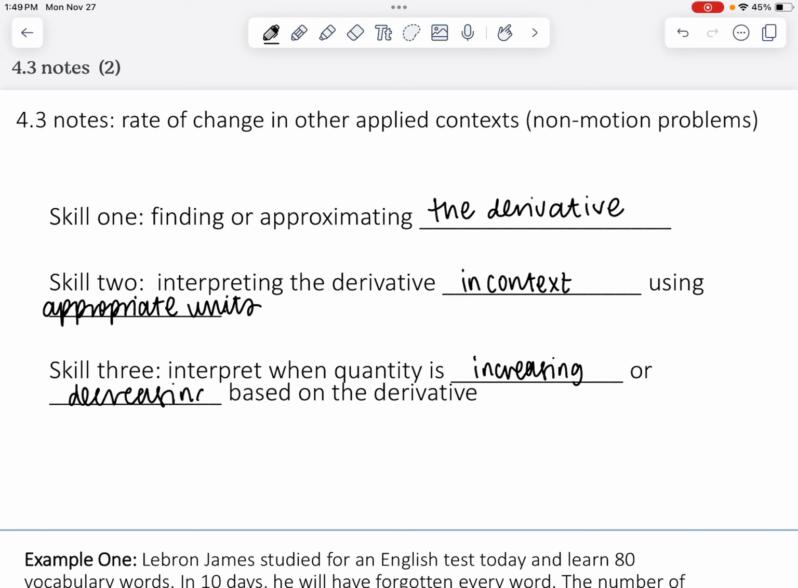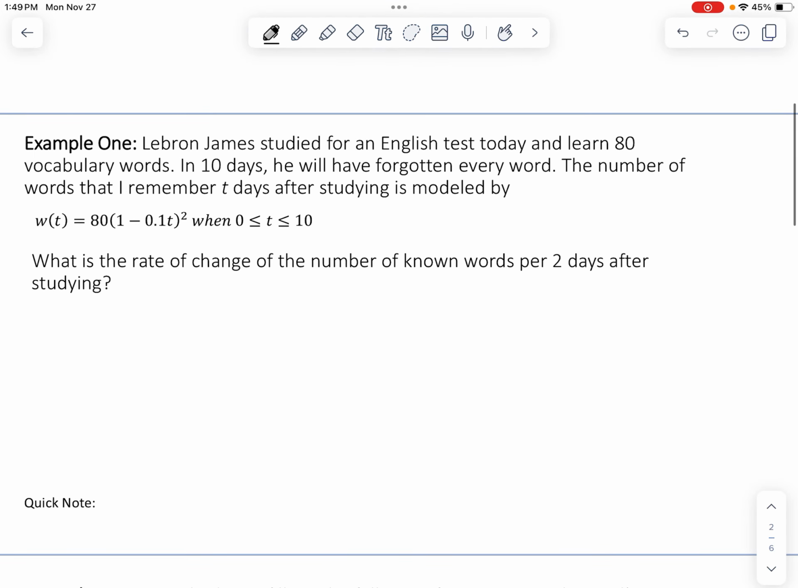So let's just jump into a couple problems. This first one says, LeBron James studied for an English test today and learned 80 vocabulary words. In 10 days, he will have forgotten every word. The number of words that he remembered t days after studying is modeled by W of t equals 80 times (1 minus 0.1t) squared, when 0 is less than or equal to t, which is less than or equal to 10.